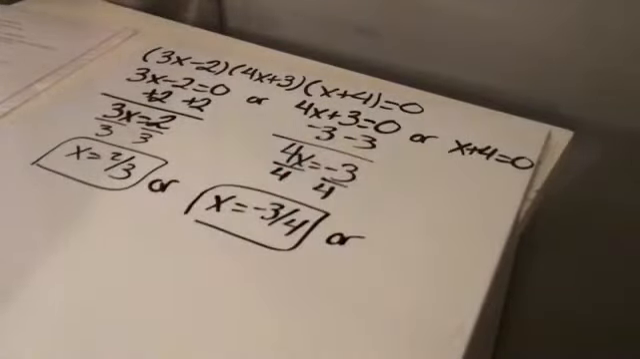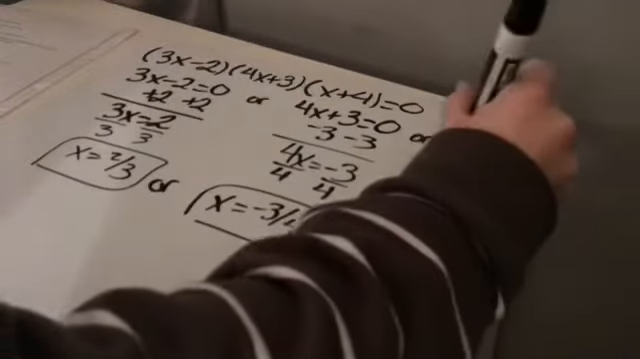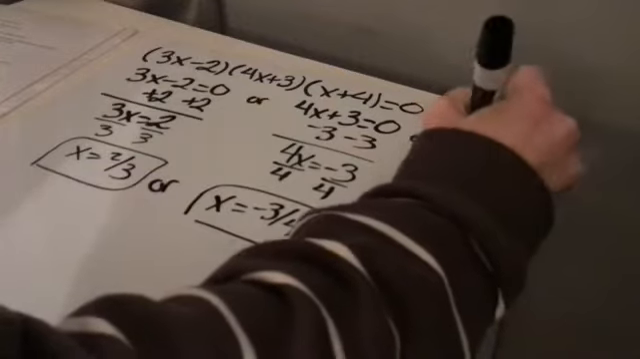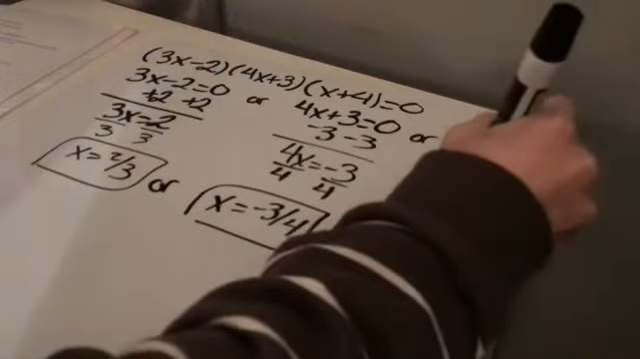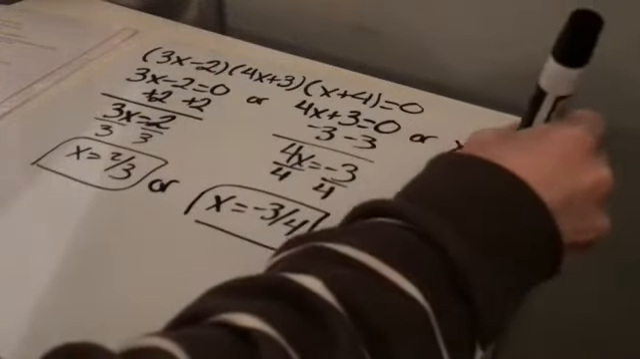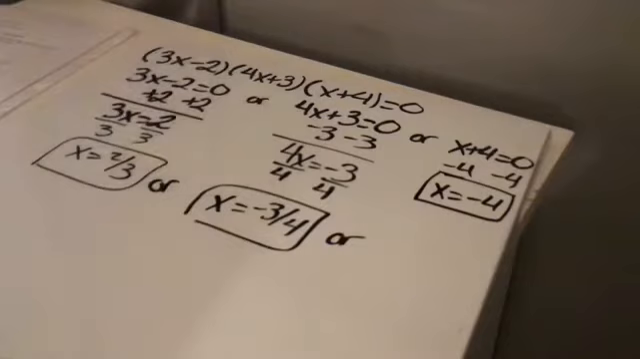For the last one, x plus 4, get x by itself. We're going to subtract 4 from both sides and get x equals -4. So 3 answers for this one because we have 3 factors. Okay, just set each one equal to 0 and solve for x.